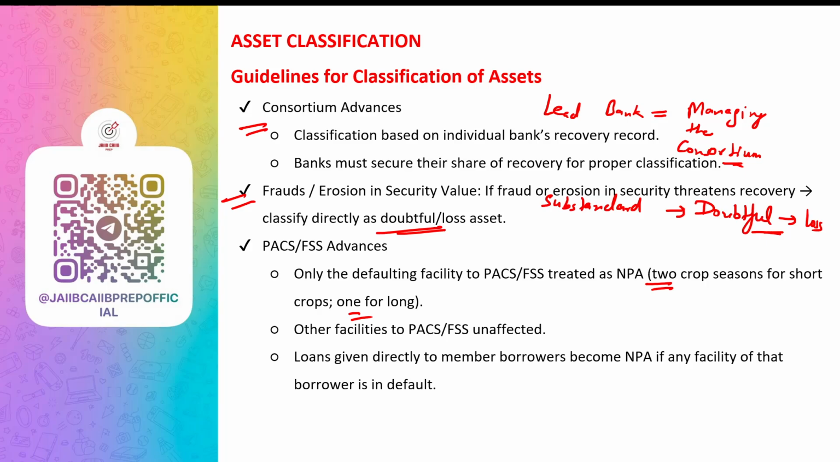However, if the bank directly gives a loan to an individual farmer who is also a member of PACS and one of his loans becomes NPA, then all his direct loans are treated as NPA. Why? Because we are classifying the loans borrower wise and not facility wise.